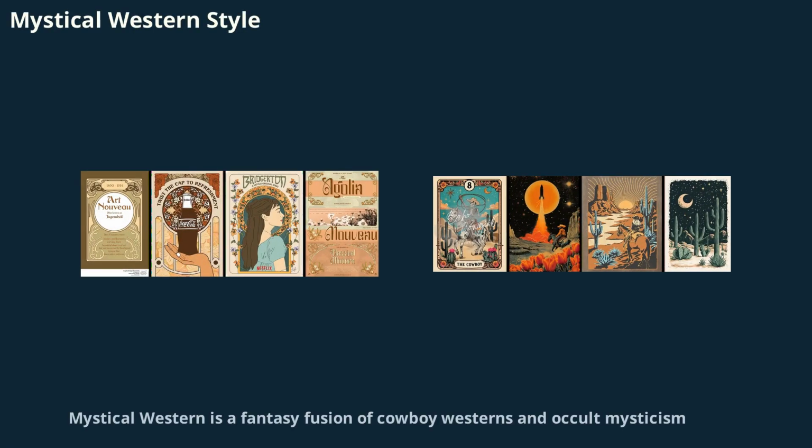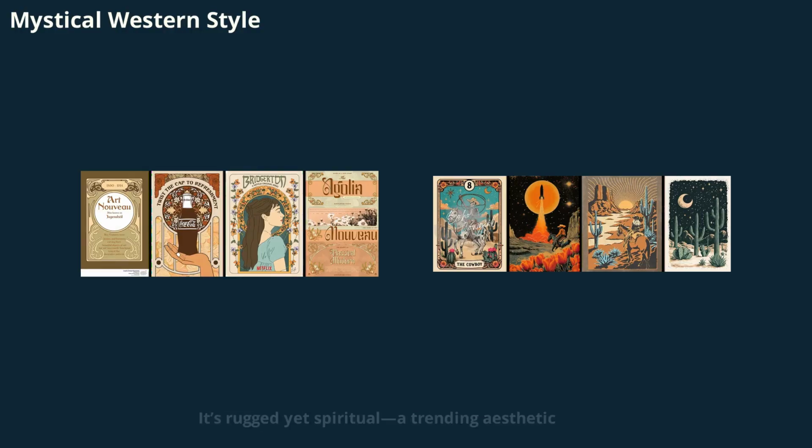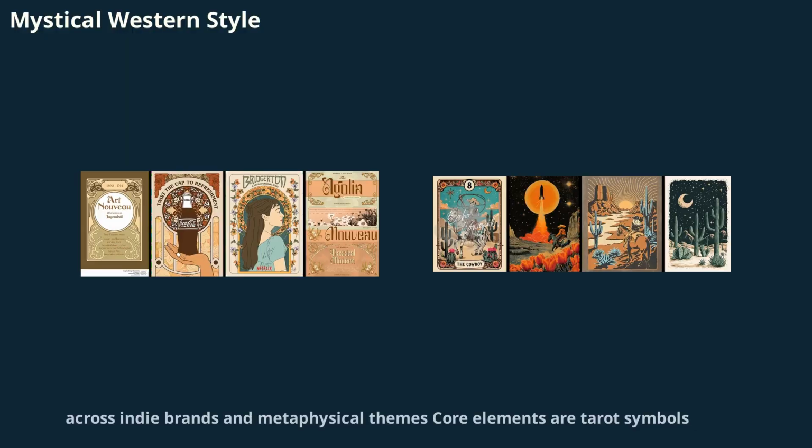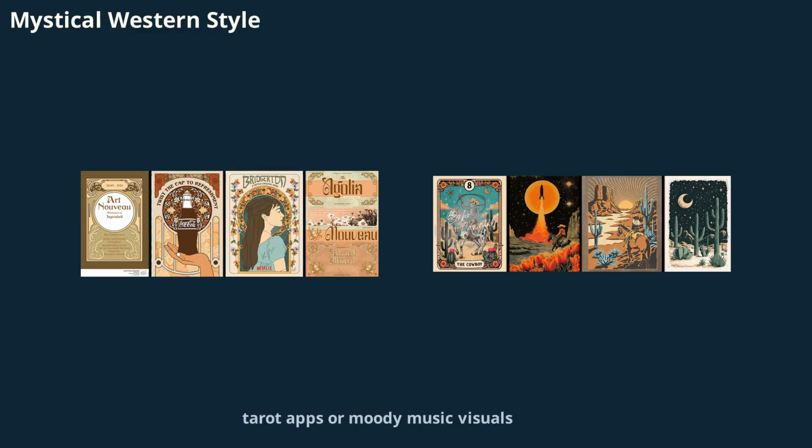Mystical Western is a fantasy fusion of cowboy westerns and occult mysticism, blending desert iconography with celestial symbols. It's rugged yet spiritual, a trending aesthetic across indie brands and metaphysical themes. Core elements are tarot symbols, cacti, western serif fonts, sun-moon motifs, earthy tones, and leather textures. The mood is mystical, rugged, and folklore-driven, great for crystal shops, tarot apps, or moody music visuals.